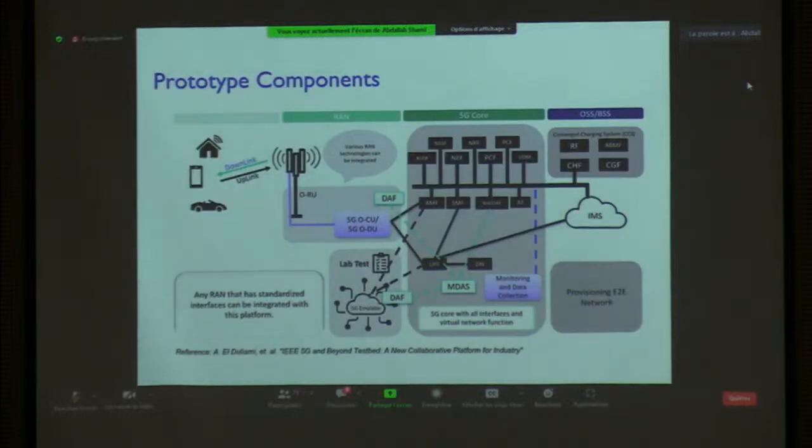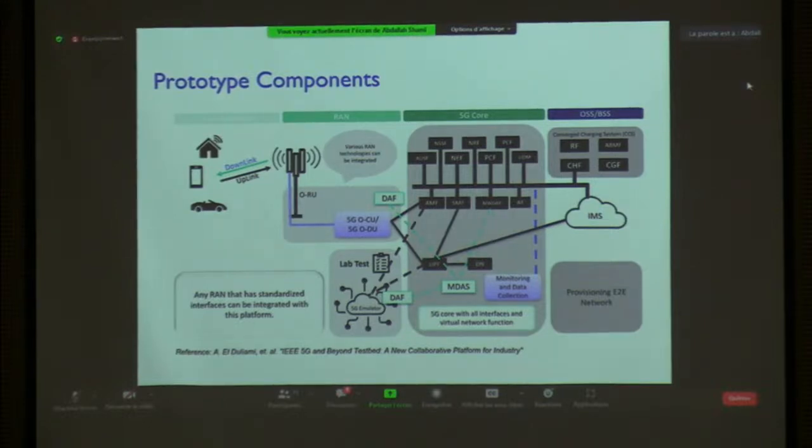So this is another view of this end-to-end architecture. We have the RAN. Why am I showing this? Because we need a prototype that's flexible enough that we can have multiple technologies at each one of those architectural components.